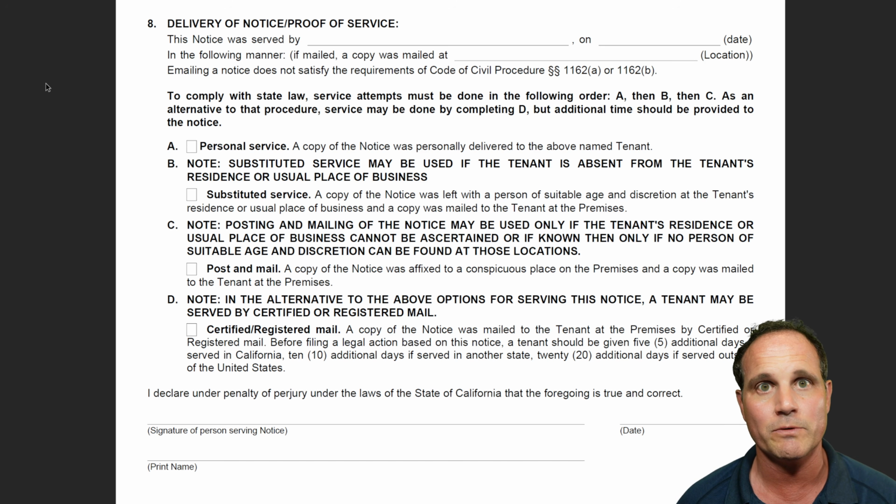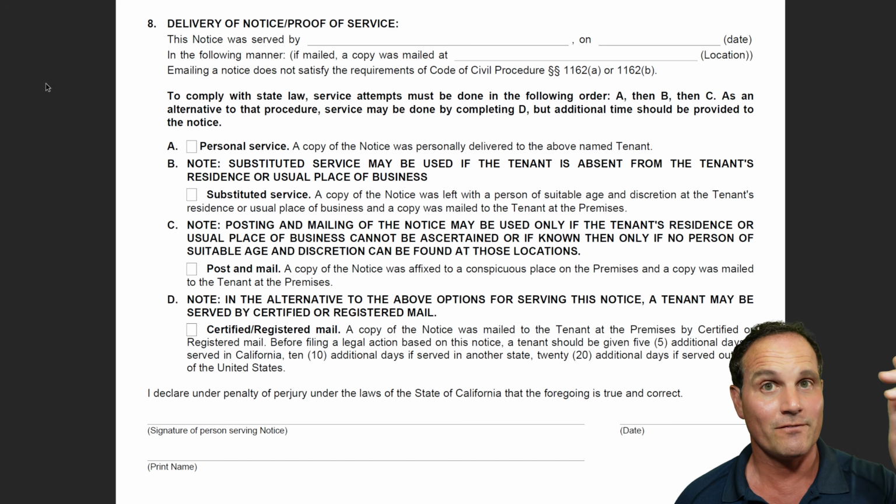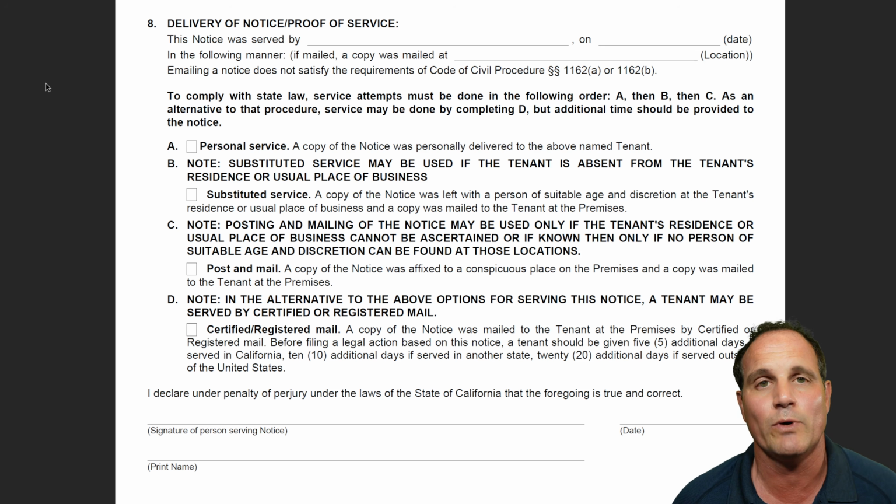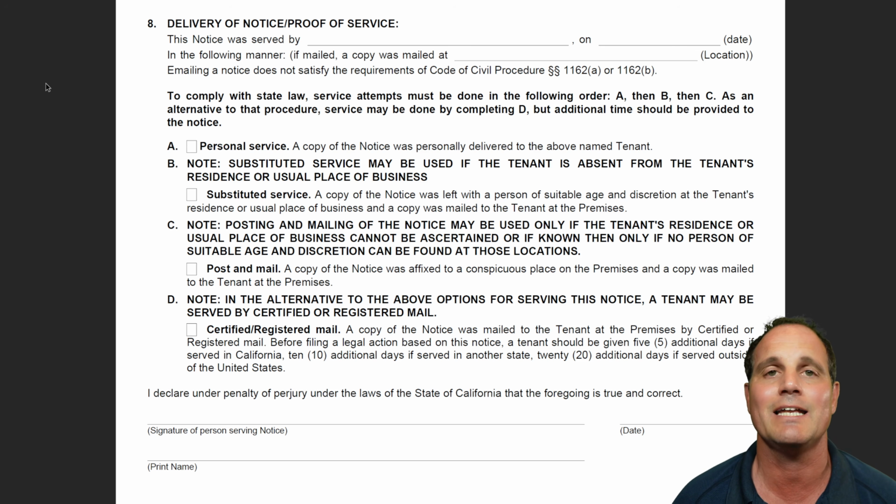Number two, or B, would be substituted service. That is where you knock on the door and you hand it to another adult, somebody who's 18 or over, in the house. That is considered substituted service, and that is valid as well. So you first try knocking on the door and giving it to the tenant, then knocking on the door and giving it to another person 18 or older, and then C would be the last possible way you could do it, and that's posting and mailing.